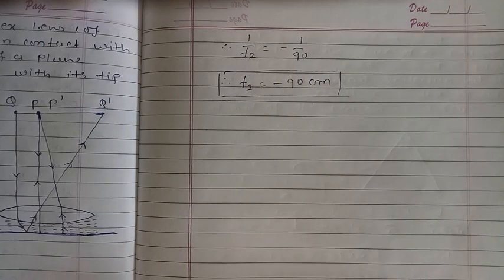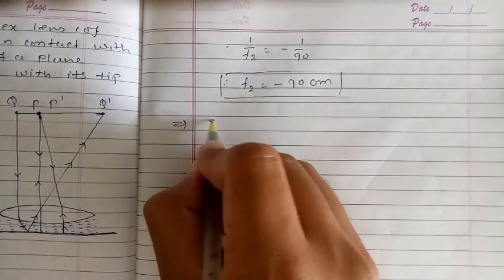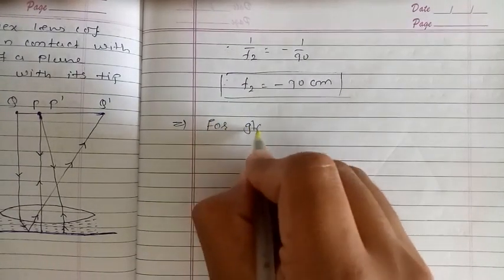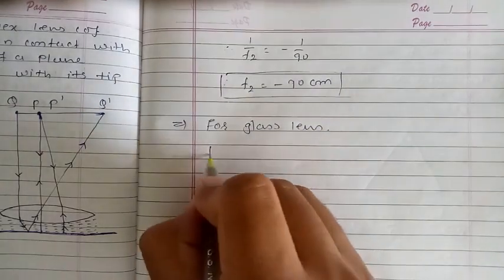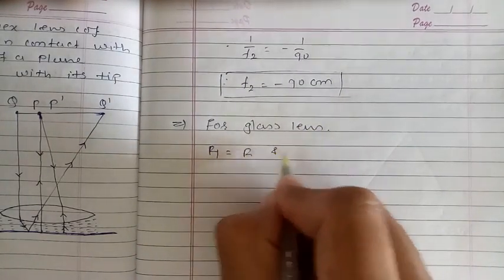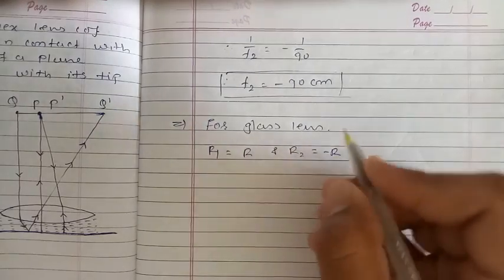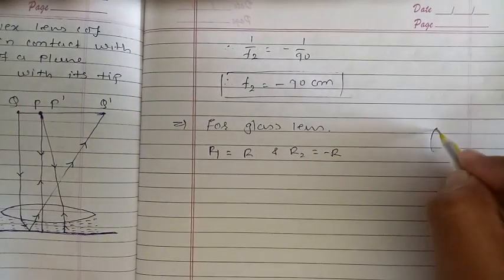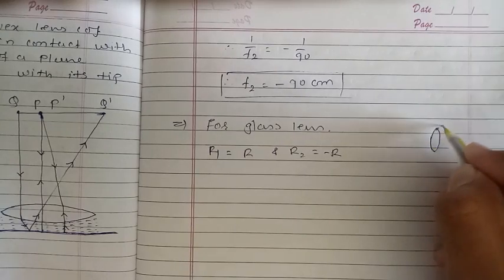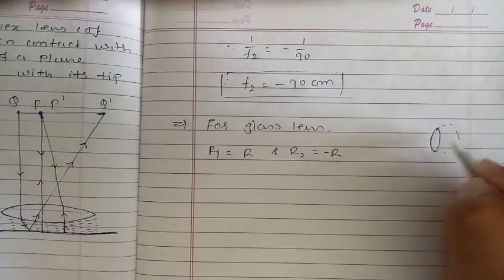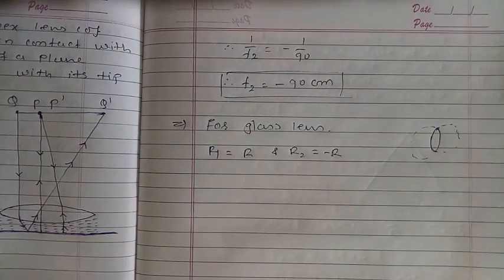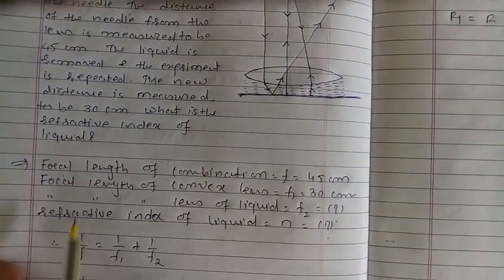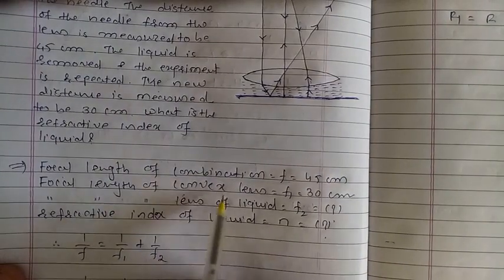So for a glass lens, r1 is equal to r and r2 is equal to minus r, because we know that the lens is like this, right? So r1 like this, so we have to take positive r1, and r2 is like this, left hand side, right? Now we know here the focal length of the convex lens is 30 centimeter, right?